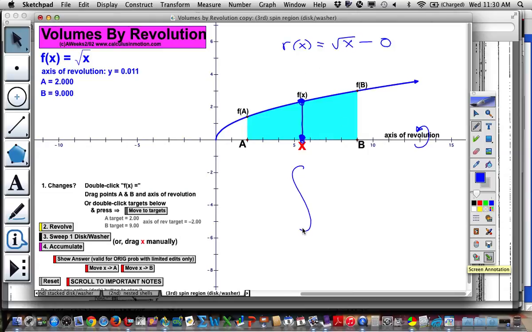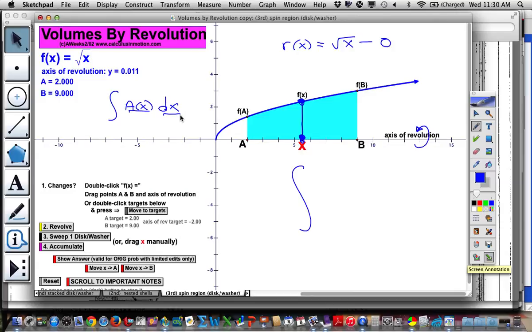So when we go ahead and set up our integral now, we know, because I said earlier, our formula is this. It's the area of a slice times the thickness of the slice. Well, when we revolve this, we're going to create what shape of a slice? A circle. What's the area of a circle?